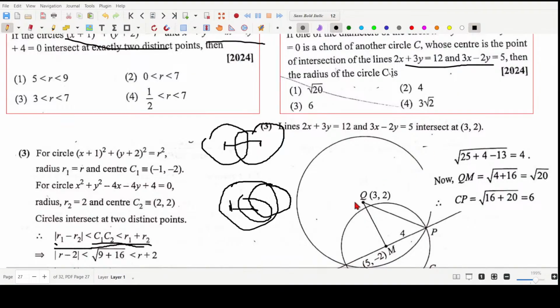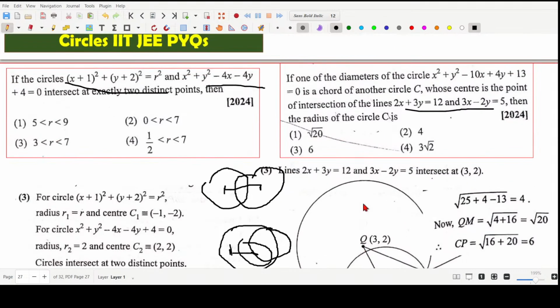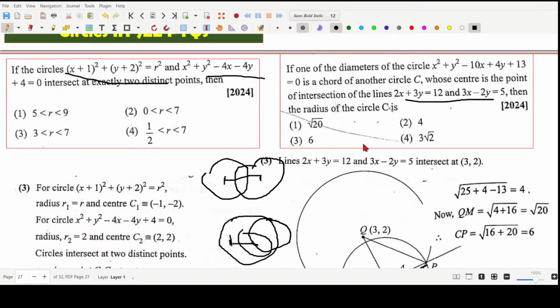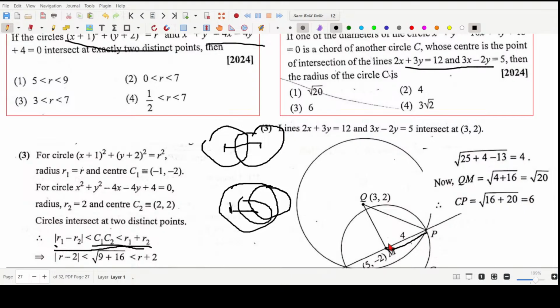These two lines you can solve and you will figure out what exactly this point is: 3 comma 2. Now the diameter of the smaller circle, its radius you can easily find out, and that radius is coming out to be 4 or something, right? So this one is 4. Obviously, the chord of intersection has its center on the point of intersection. You know this point, you know this distance, right? Agreed?